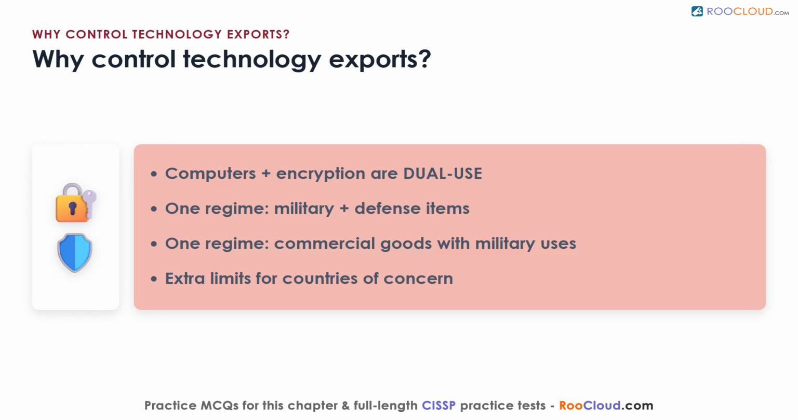One controls true military and defence items and the technical data behind them. The other covers commercial goods that could have military uses, including an entire category for information security products. There is also a short list of countries of concern where extra restrictions apply. Think of it as a customs gate that inspects not just goods, but capabilities.